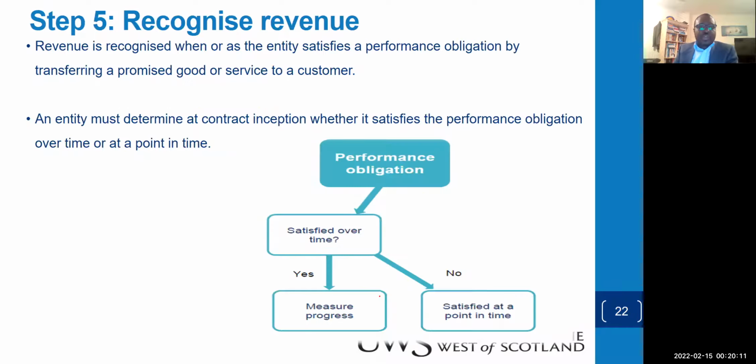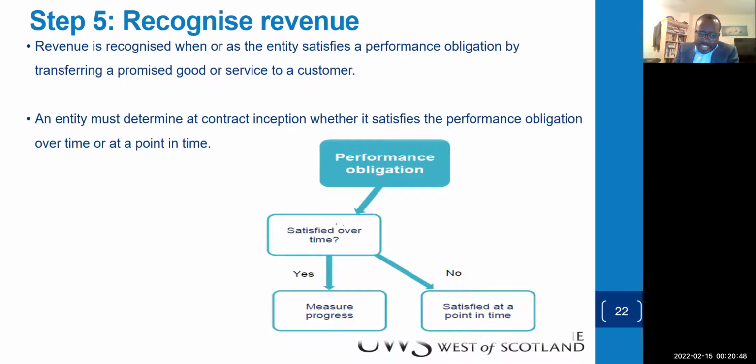All right. Let's go to step 5 to finish it. So revenue is recognized when. So now we recognize it. So we allocate and then we recognize. Recognize when or as the entity satisfies a performance obligation by transferring the goods and services to the customer, right? But here, two things happen. An entity must determine at the contract inception whether it satisfies the performance obligation over a period of time or at a particular time.